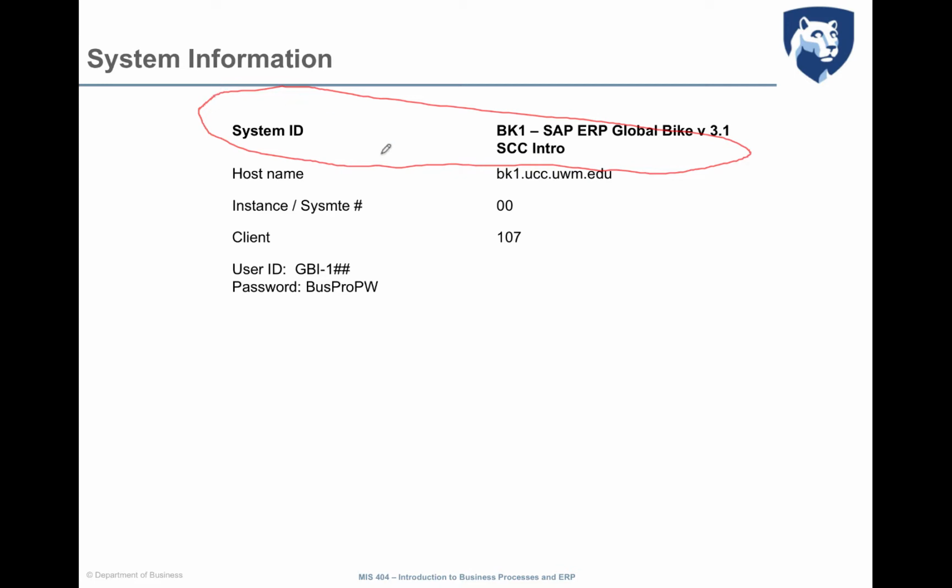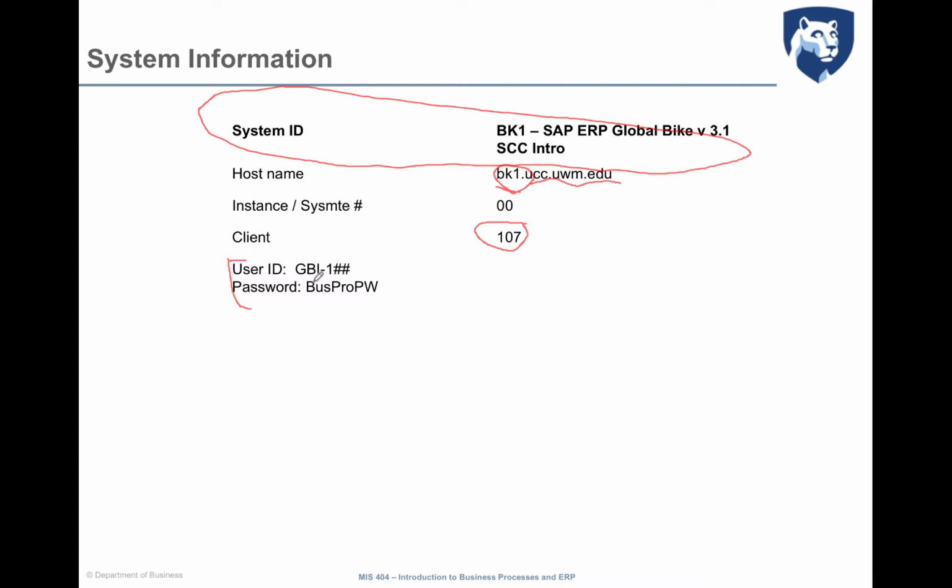And this system corresponds to this host name, which is standard because it is the server of the University of Milwaukee. The system ID characterizes the first part of the host name. What I want to recall is that the client of our simulation will be 100.07, and this is the layout of your user ID and password.